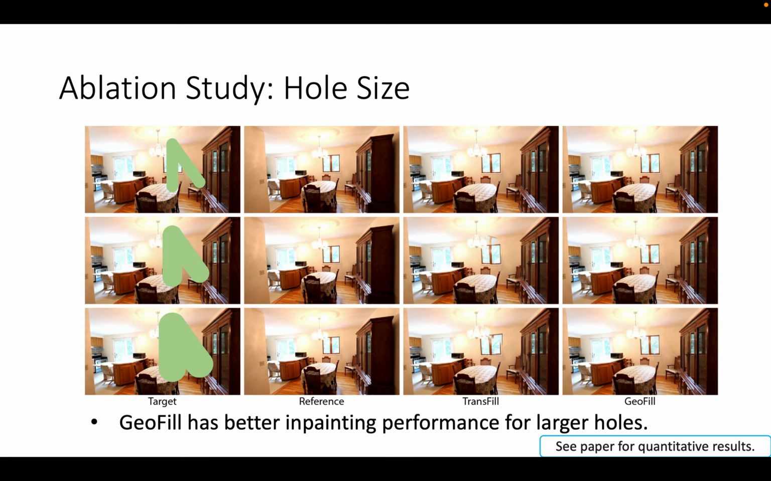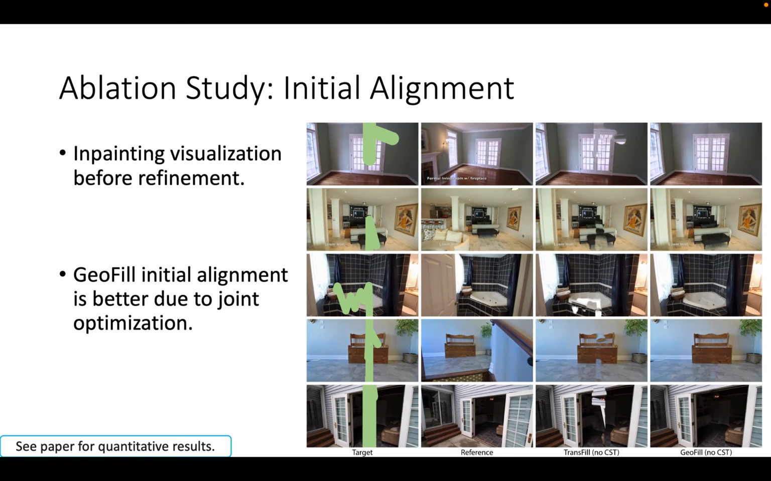We also further explored the performance of GeoFill under various hole sizes. As you can see, our GeoFill has better performance for larger holes. Please see the paper for quantitative results. We also verify the effectiveness of our joint optimization step by checking the alignment without refinement module. As shown on the right, GeoFill achieves very good initial alignment due to the joint optimization.